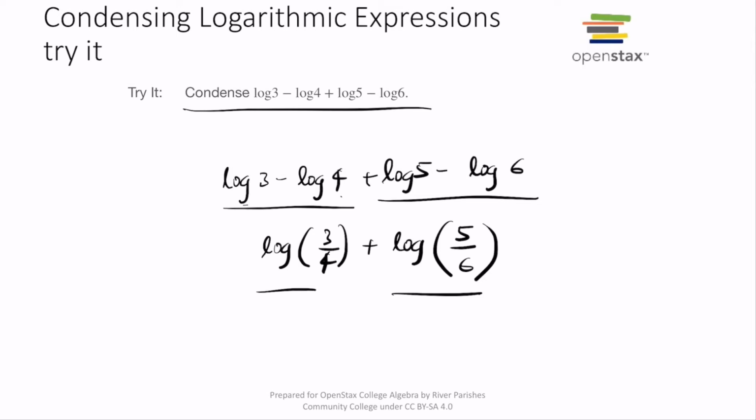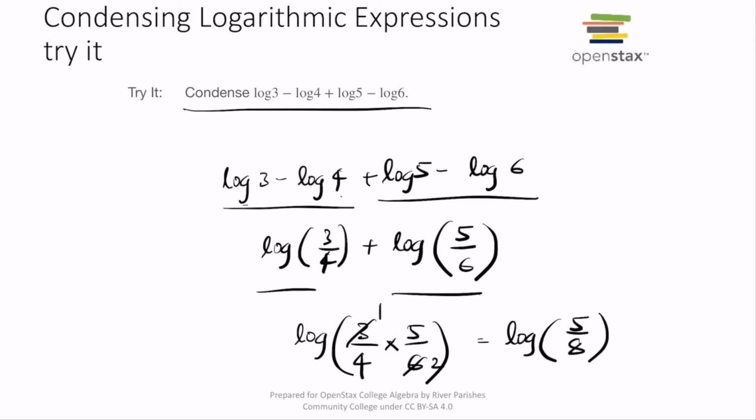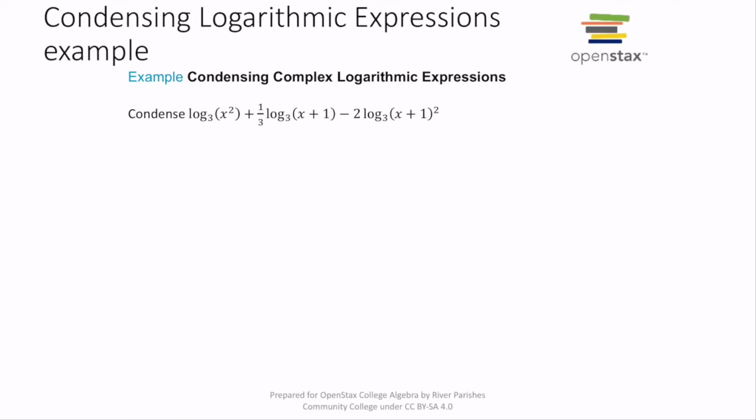Now again you have two values that are adding each other, so log m plus log n we can write as log mn. So log of mn is 3 by 4 times 5 by 6. So 3 ones, 3 twos, so it becomes log of 5 over 8. So this is how you can condense the equations in reverse here.